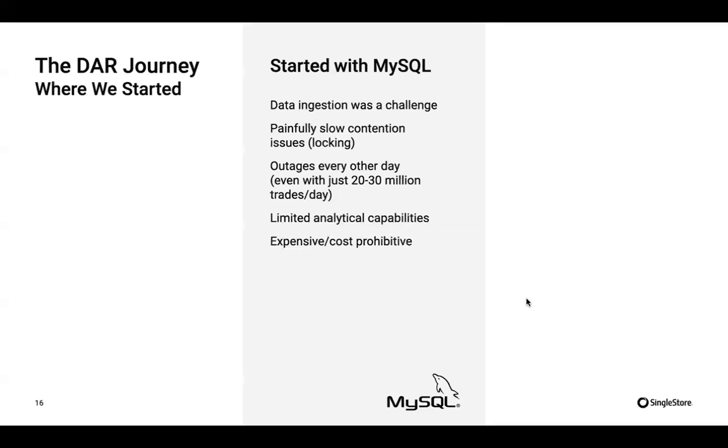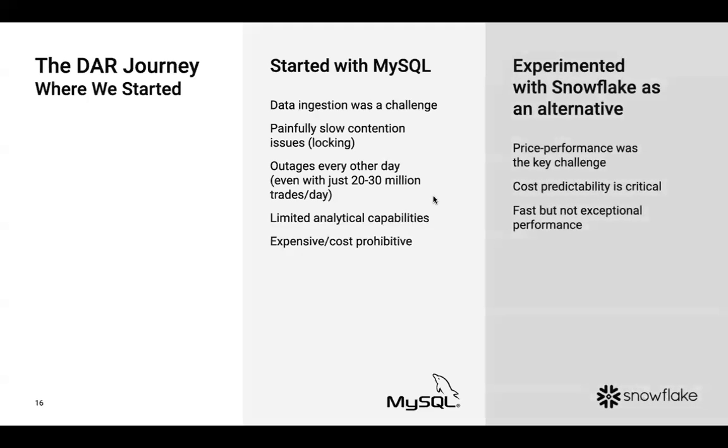This is just a summary of them. Starting with MySQL, data ingestion was a challenge: slow contention, lots of outages, limited analytical capabilities, which I mentioned a little earlier, and expensive, cost prohibitive. As I said, they did try some alternatives. Snowflake was one of them, and for them price performance was a challenge. Cost predictability was critical to them in this line of business. The performance was acceptable, but not exceptional. That's the key thing. They were looking for something better.